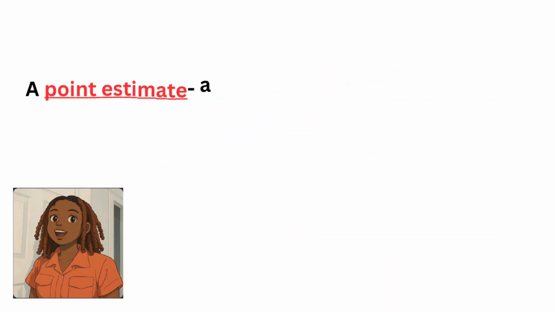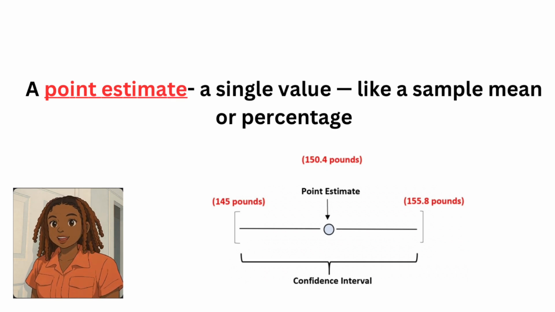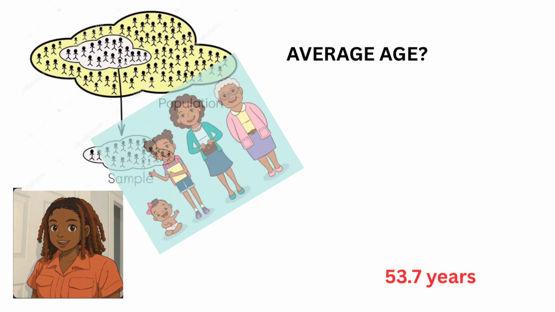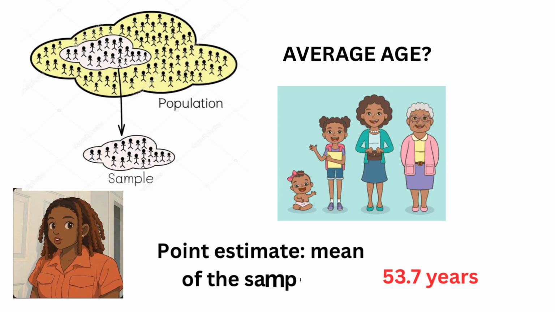Now, at the center of every confidence interval is a point estimate. That's a single value like a sample mean or percentage that we use as our best guess to the corresponding population parameter. Let's say we survey a sample of 1,000 voters in Guyana, and the average age turns out to be 53.7 years. That number, 53.7, is our point estimate for the true average age of all Guyanese voters.